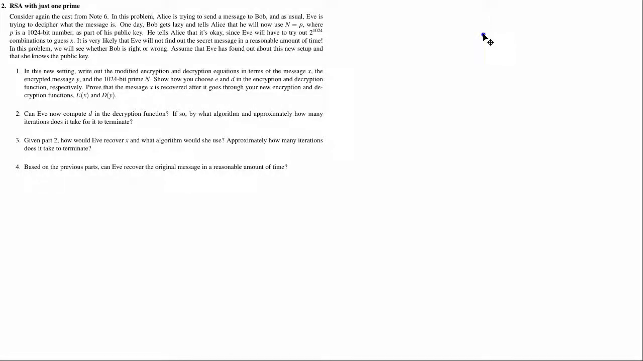This is problem 2. Problem 2 would look daunting at first, but you'll suddenly realize that all you pretty much have to do is just reprove RSA, but with n equals p, which is actually simpler in a way. And notice that p is a 1024-bit number, so usually when you deal with runtimes, you not only have to consider the number itself, but how many bits it has. And it'll come in handy in the later sections, so remember that number.